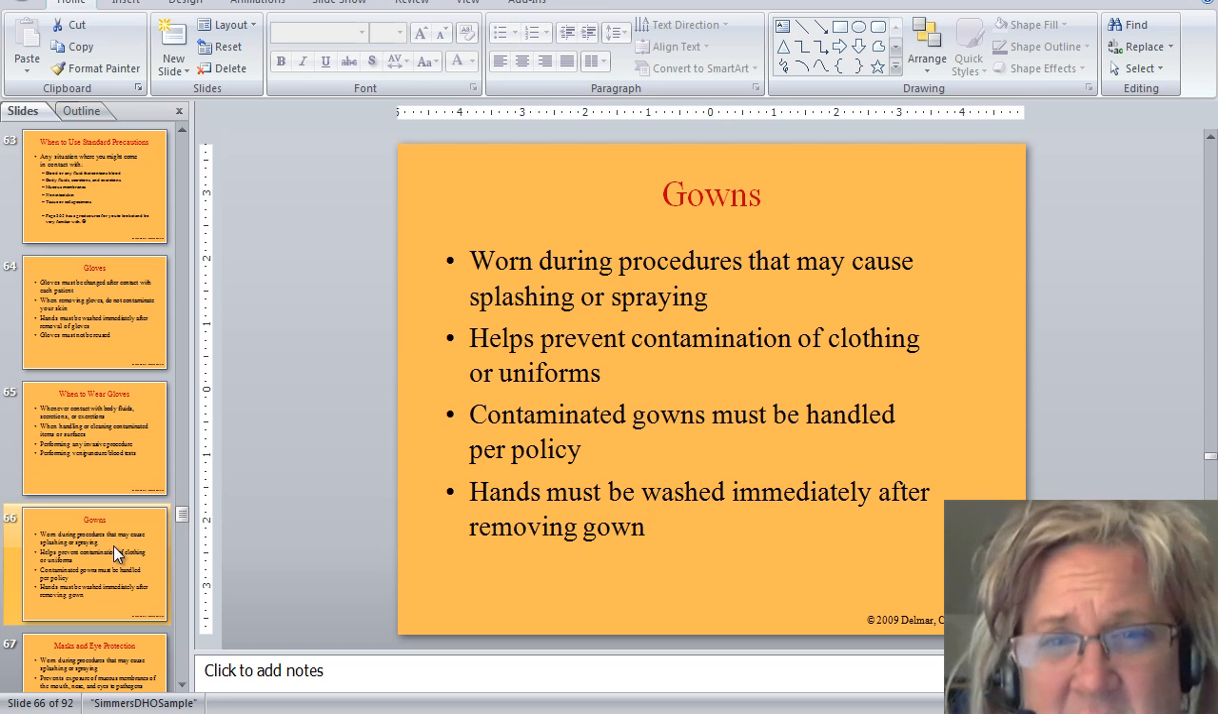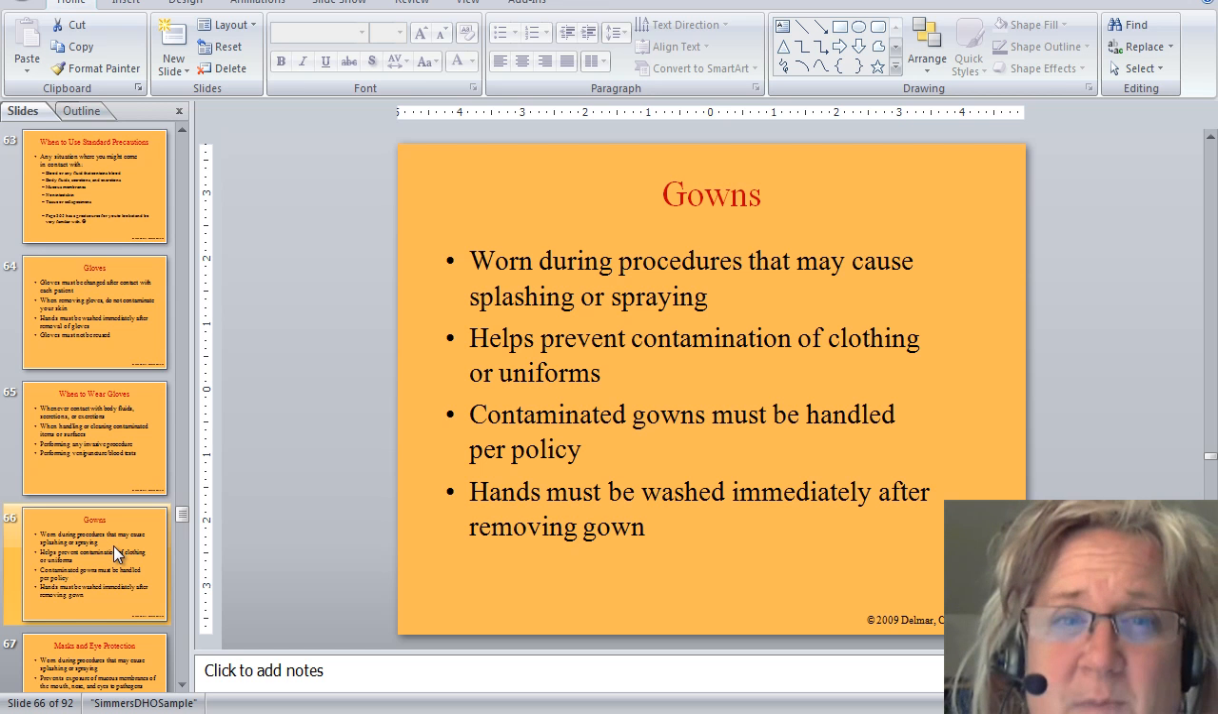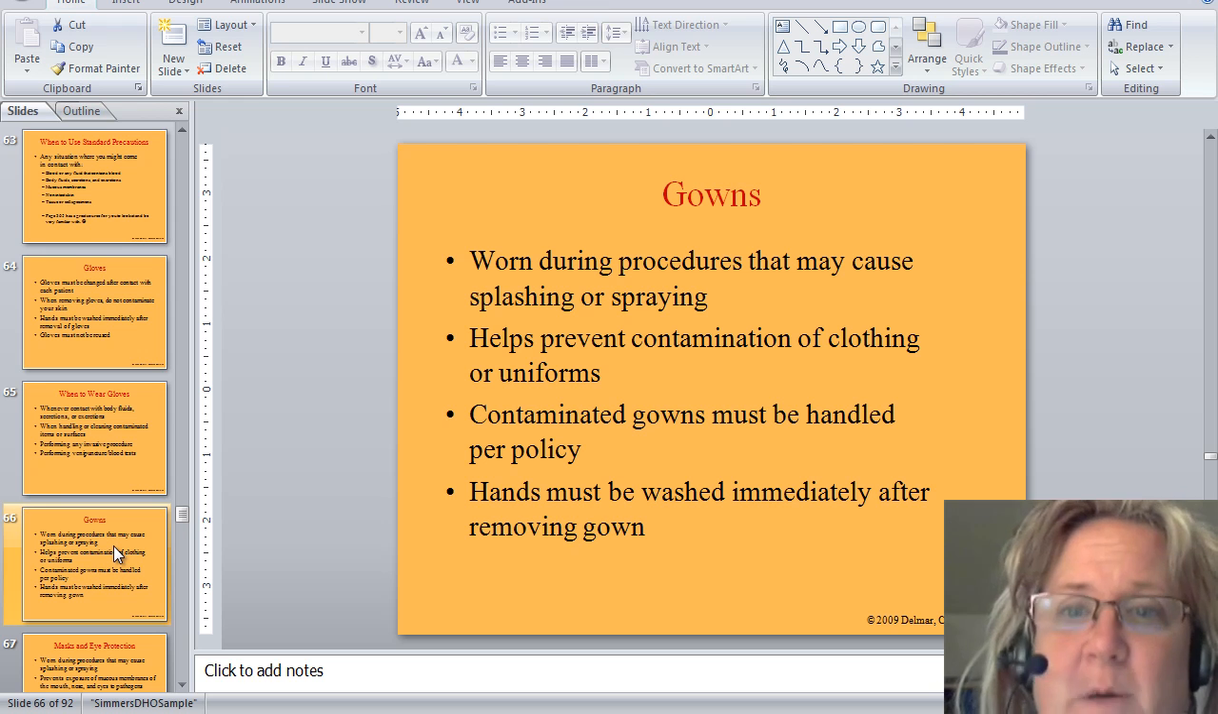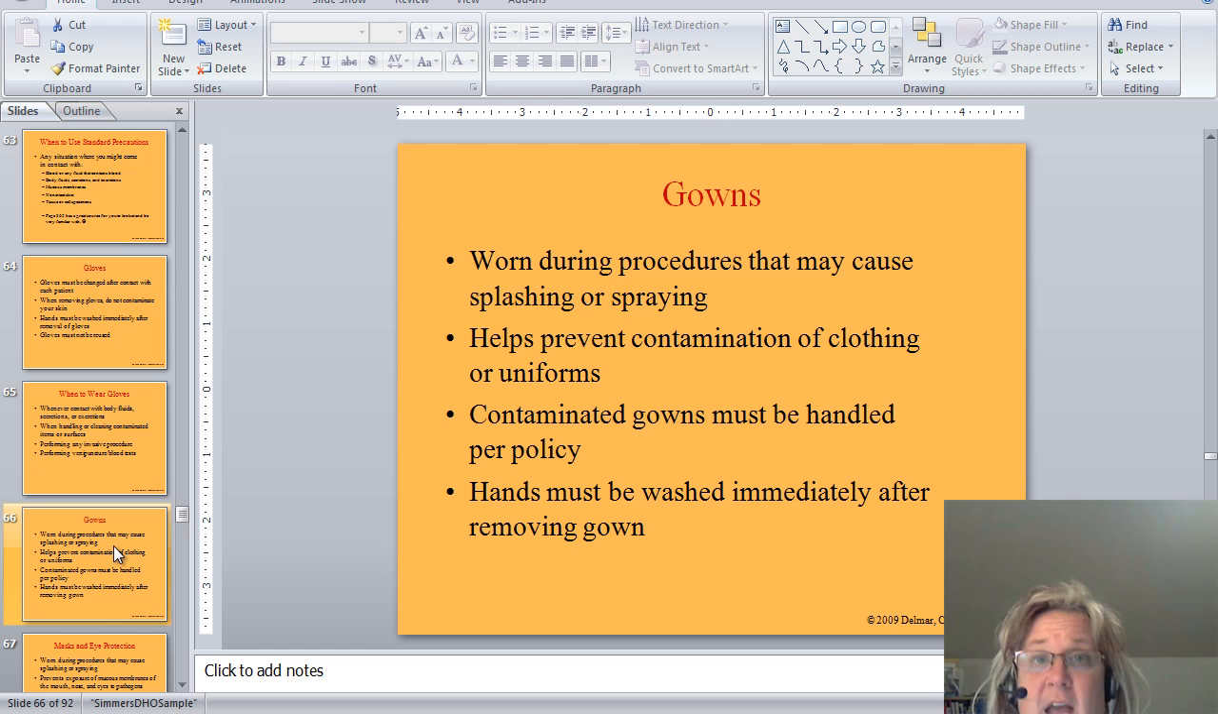A contaminated gown must be handled per hospital policy, and hands need to be washed immediately after removing a gown. And we're going to remove gowns. You guys are going to remove gowns. You're going to put them on, and we're going to practice.